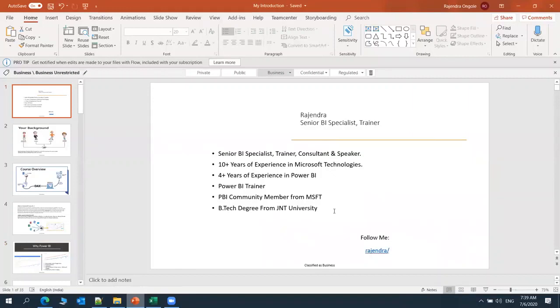I'm working as a senior BI specialist in one of the manufacturing industries, and have developed multiple projects in Power BI and given training to international as well as domestic people in Power BI. I am a BTech graduate from JNTU Hyderabad.